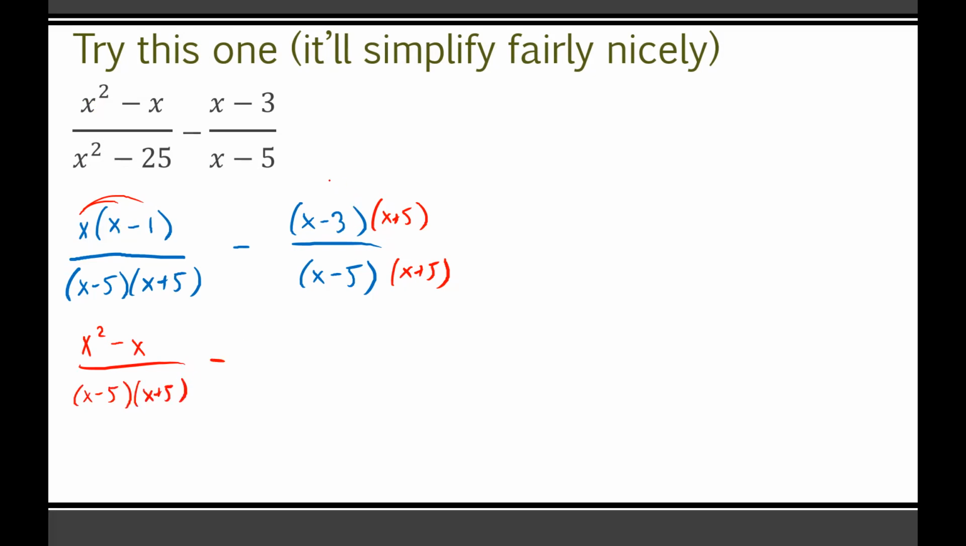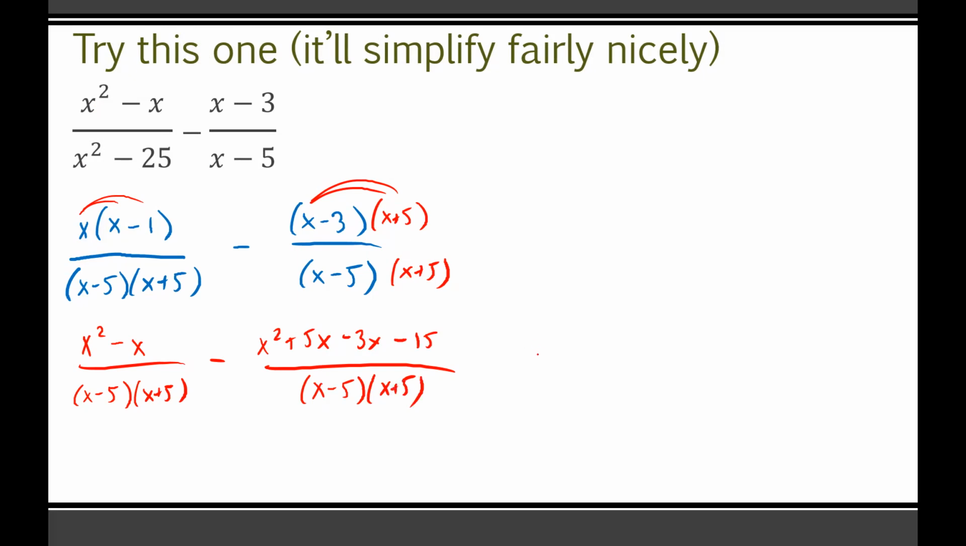Minus, this thing's going to be a bit of a pain because it's a binomial times a binomial. X times x is x squared. X times 5 is plus 5x. Minus 3 times x is minus 3x. Minus 3 times 5 is minus 15. This is all over x minus 5 and x plus 5.